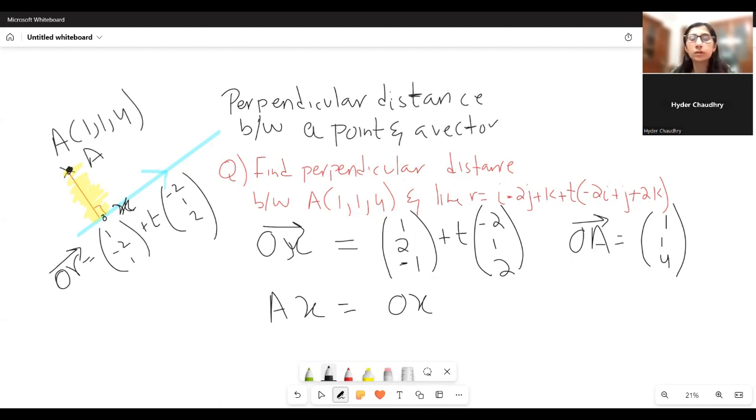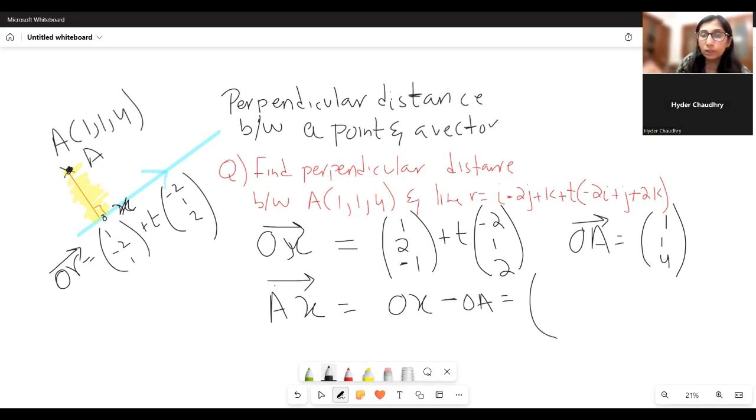So you can find the expression for OX. The expression for OX is the same as the vector equation because X lies on the same vector. And then OA obviously is 1, 1, and 4 written as a column vector, or it can also be written as OA equals I plus J plus 4K. So now we can find the vector AX from OX minus OA.